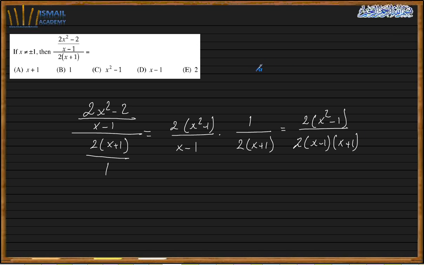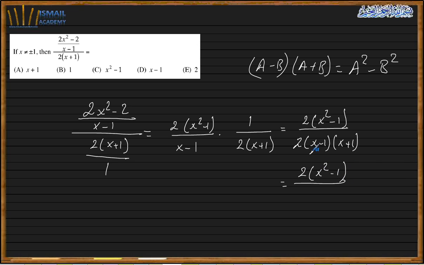And we know that a minus b times a plus b is a squared minus b squared. So I'm going to use this property here. So it's going to be 2 times x squared minus 1. This is your a, this is your b, a, b. So it's going to be 2 times x squared minus 1. So the same one. So the answer is B.